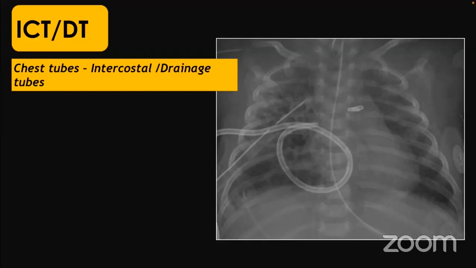The feeding tube, the nasogastric tube, lower end not included in the image. However, it seems to be in position. We have as well here the umbilical venous catheter, which I will discuss in the next slides, seen in a high position here. And we have as well a clip for a patent ductus arteriosus.